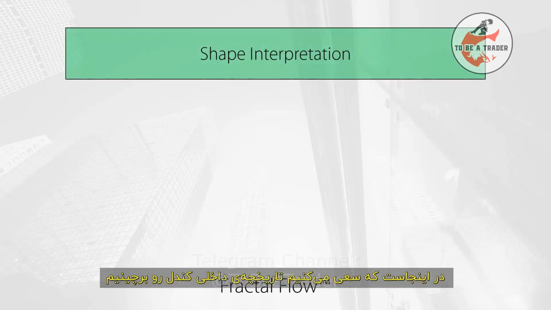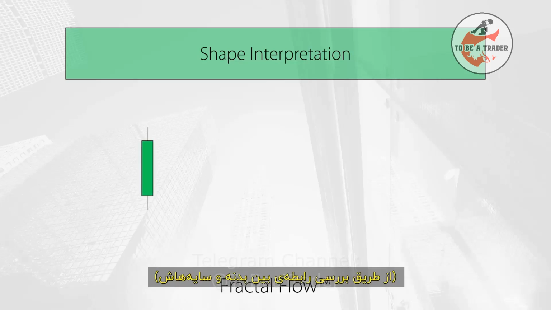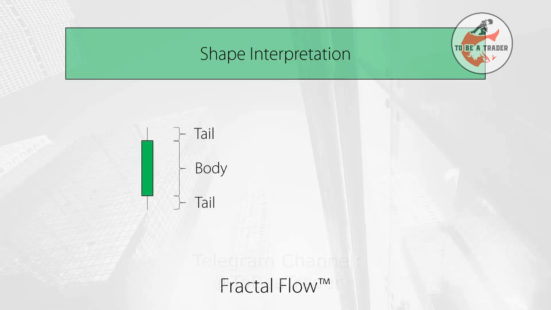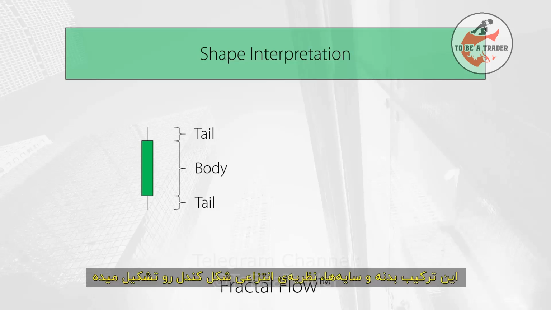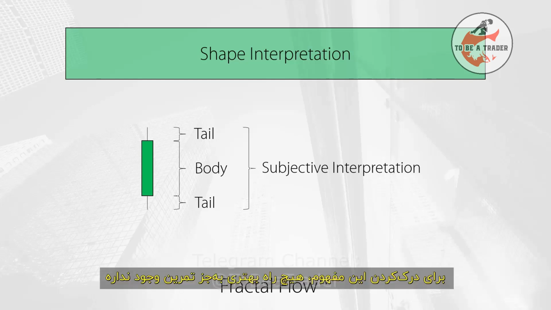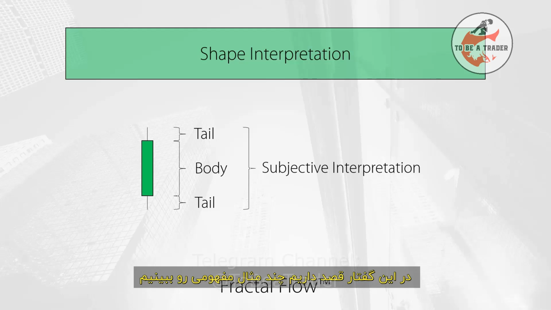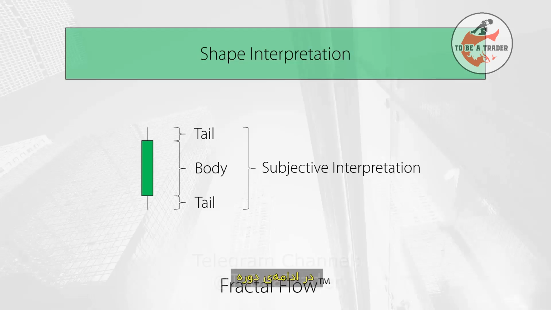The second angle is called shape interpretation. This is where we attempt to roll back the internal history of a candle by looking at the relationship between its body and its tails. This combination of body and tails is what forms the abstract idea of candle shape. There is no better way of grasping this concept other than practicing. In this lecture we are going to see a few conceptual examples. Later in the course we will observe the real application of these ideas.